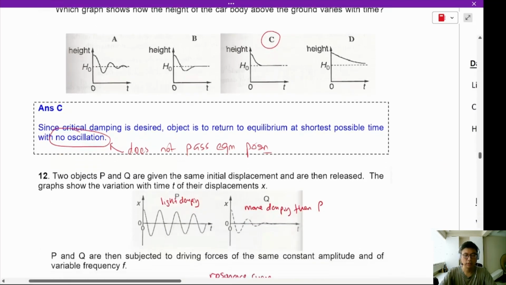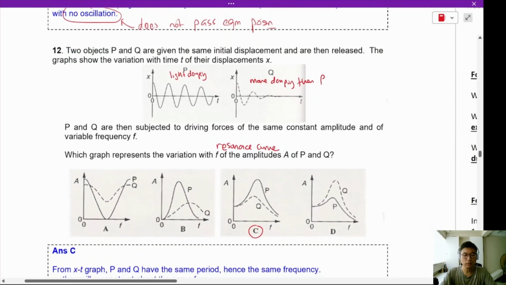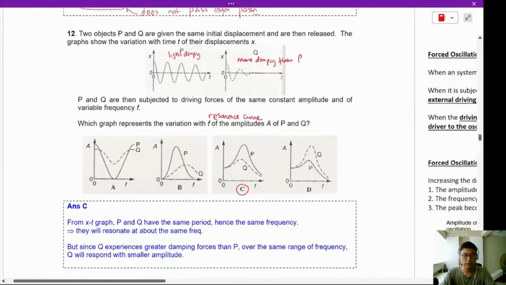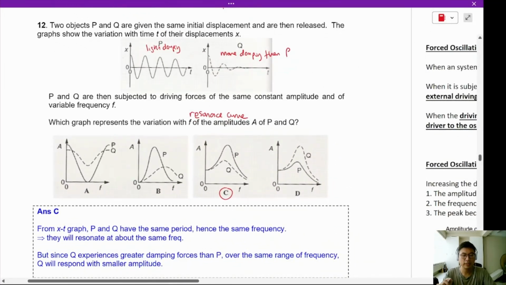Let's look at question 12. Two objects P and Q are given the same initial displacement and are released. The graph shows the variation with time of the displacement x. So you can see that P is subject to light damping. Now Q is also subject to light damping, but it's a little bit more damping than P.